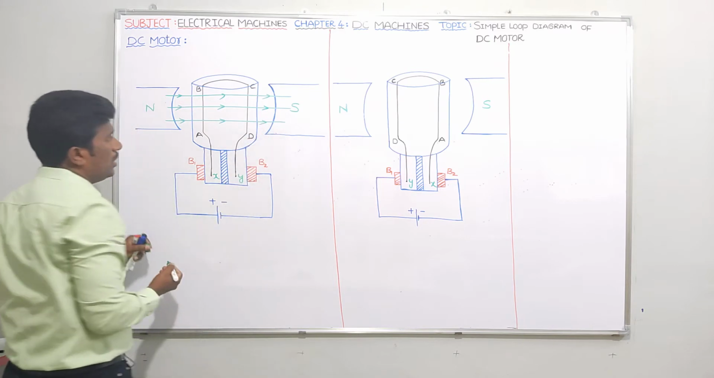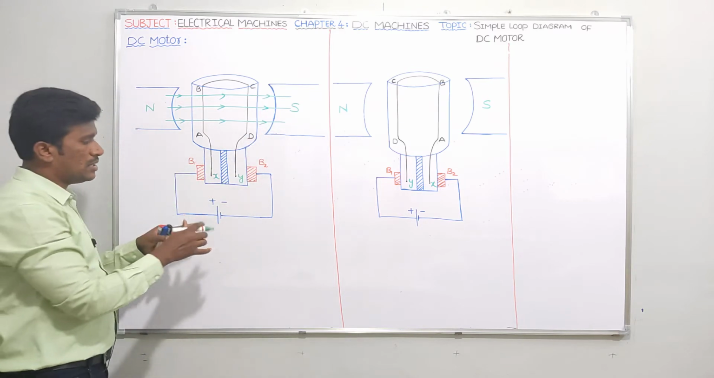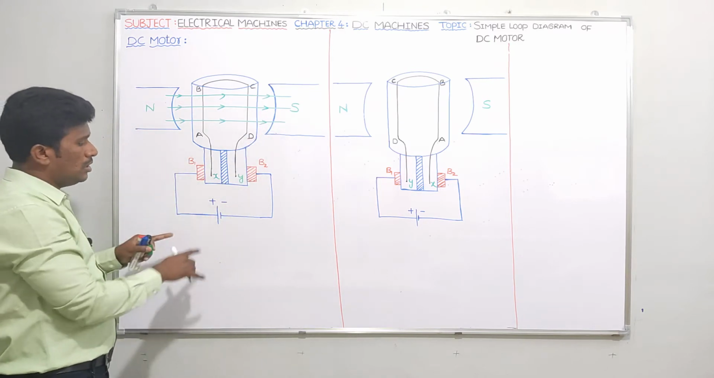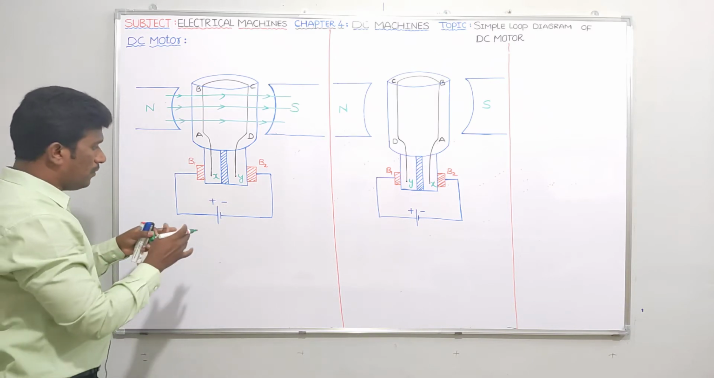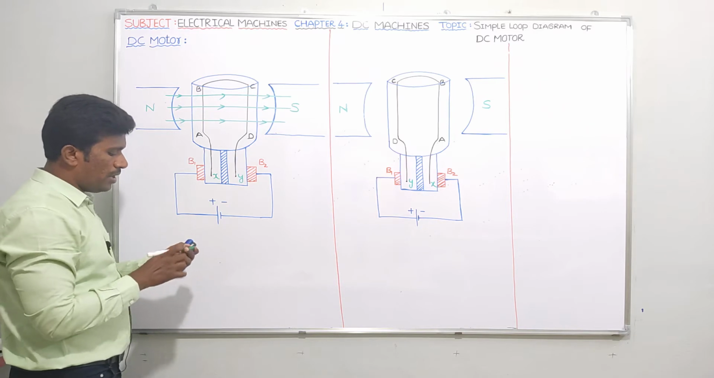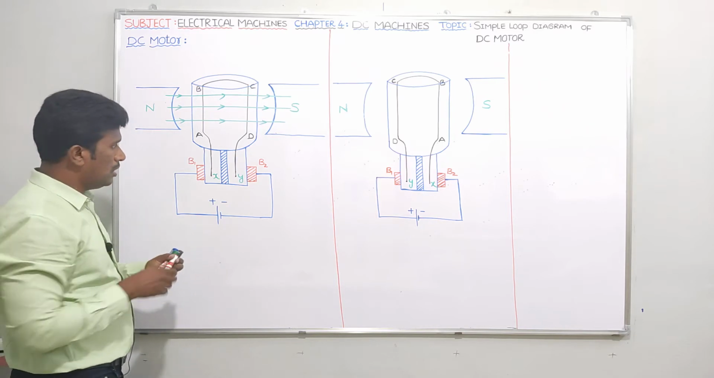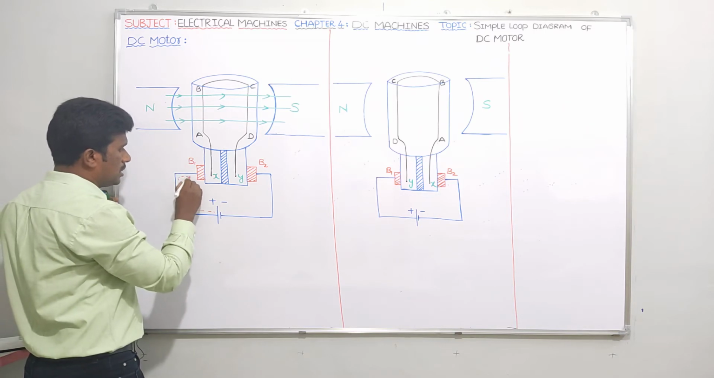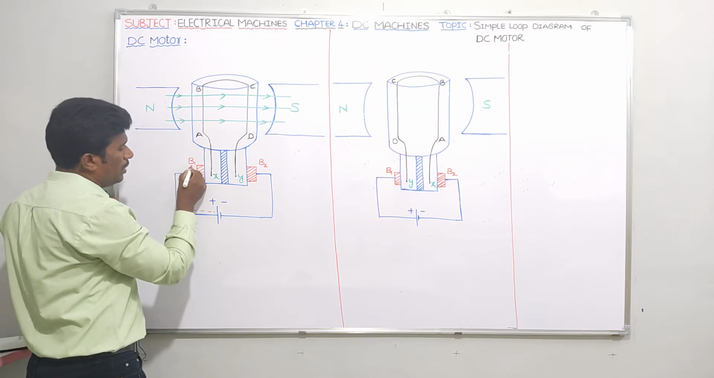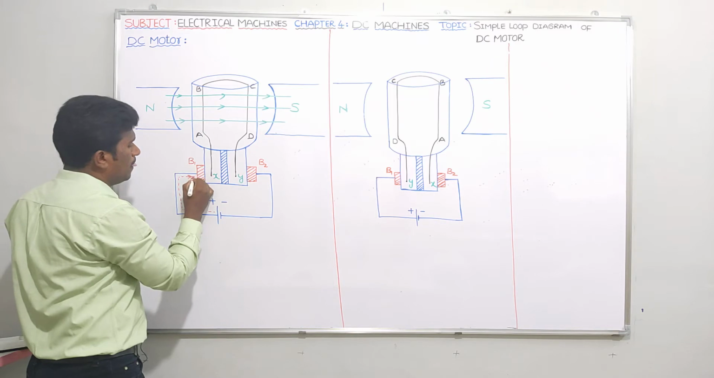Okay, and I told you for a DC motor we have to give DC supply to the motor. So plus minus, I have just shown plus minus. And what is the property? Always current flows from the positive terminal to the negative terminal. So this is the direction of current. It starts from the positive terminal. It enters at the B1 brush. You know, the B1 brush is connected to the AB conductor.